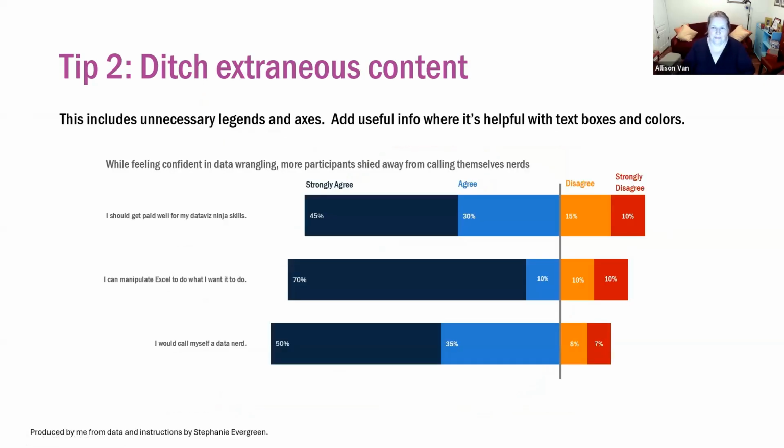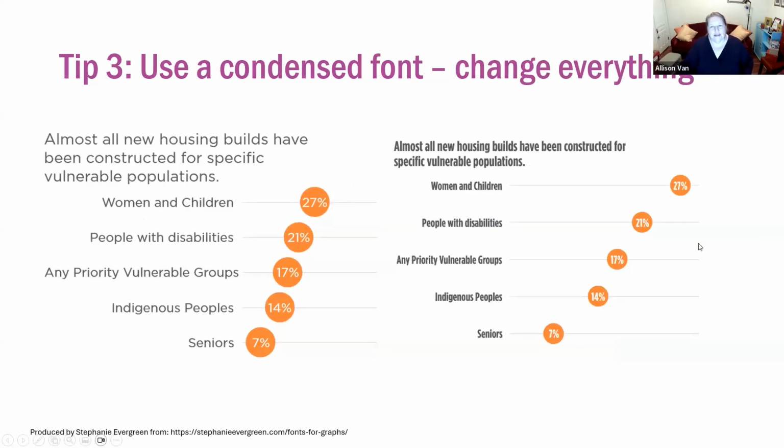Ditch extraneous content. So I could have a legend here. Instead, I use text boxes to put the legend right up above so that it's easier for people to access. I could have a scale, but instead put the numbers directly into the bars. This makes it much easier for people to engage with the data because they don't have to go reference things. Okay, tip 3, use a condensed font. You can tell the real difference between the two of these in terms of just visual appeal and also space.